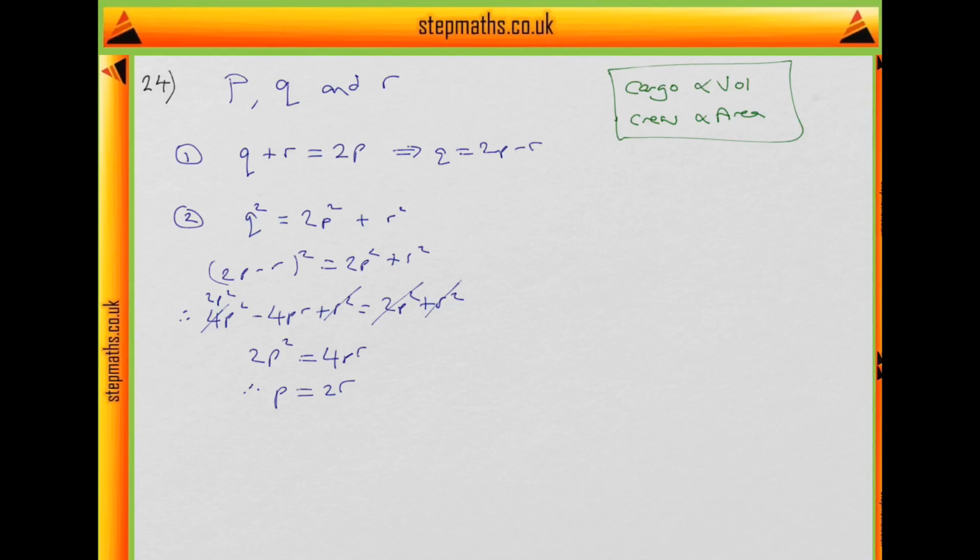Okay, and then from 1 up here, we'll get that Q is going to be equal to 2 times 2R minus R, or simply Q is equal to 3R. So those are the lengths of the pang and the quizzer in terms of the length of the rudel.